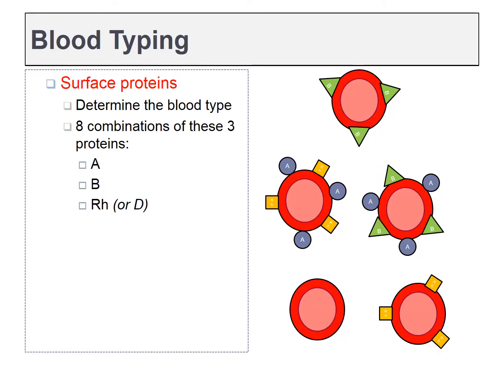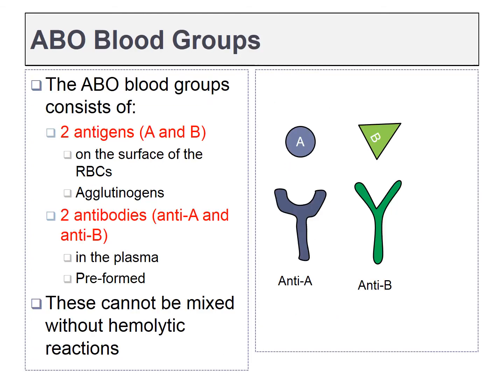Next, I'm going to cover blood typing. Red blood cells come in 8 different flavors or types, based on the combinations of proteins on the plasma membrane called the A, the B, and the Rh antigens. Let's start by ignoring Rh and focusing on the ABO blood group. There are 2 surface antigens, the A and the B antigens, and there are 2 antibodies that can stick to those antigens found in the blood plasma, called anti-A and anti-B antibodies.